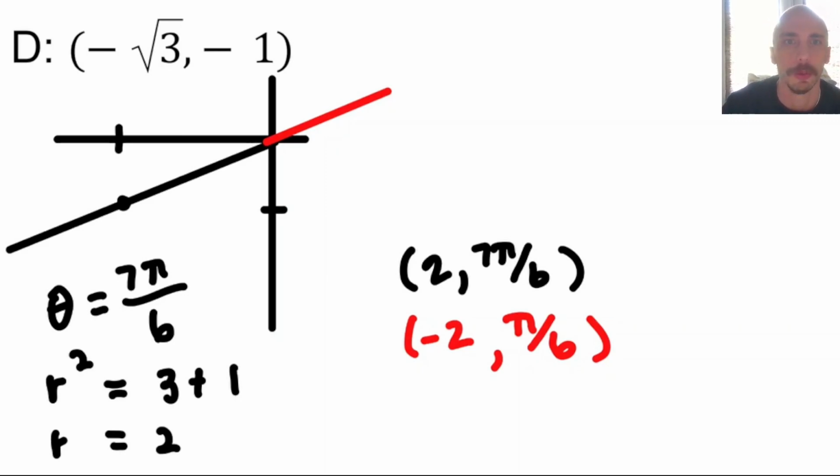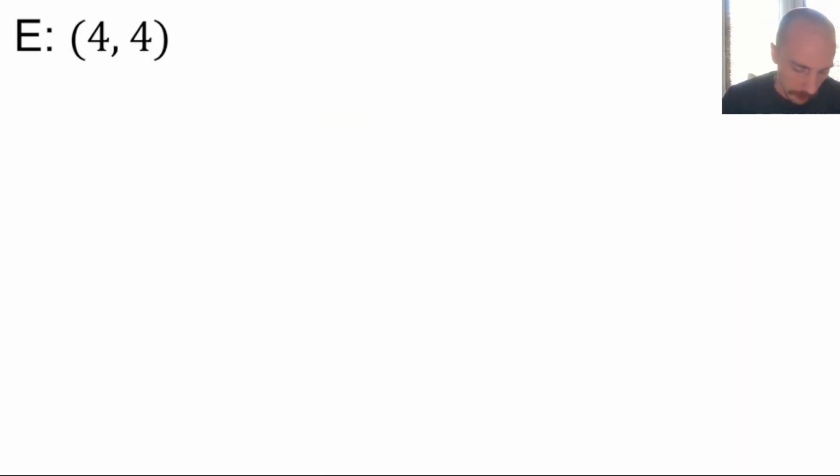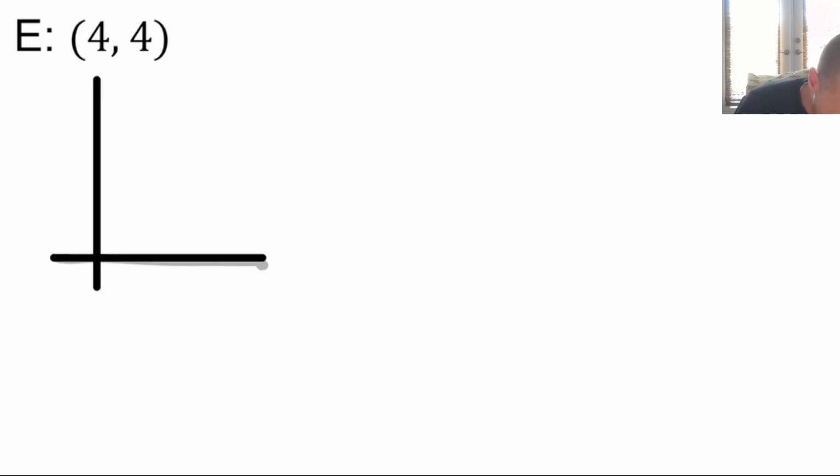Okay, with 4 and 4, if we have equal x's and y's, it's got to be pi over 4, because we're going to have opposite and adjacent legs being equal.